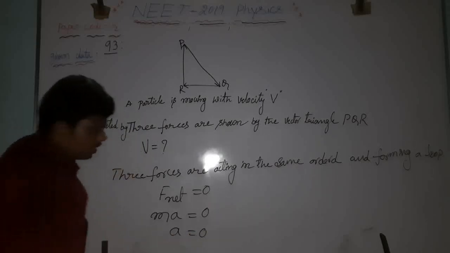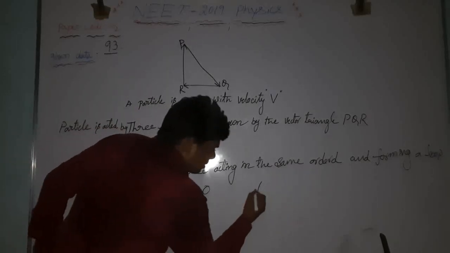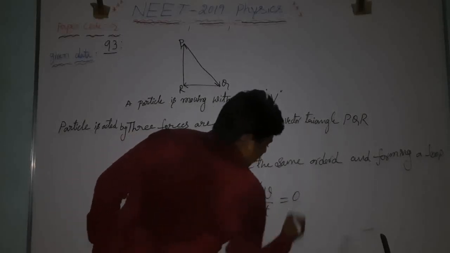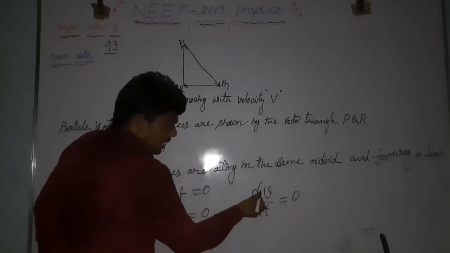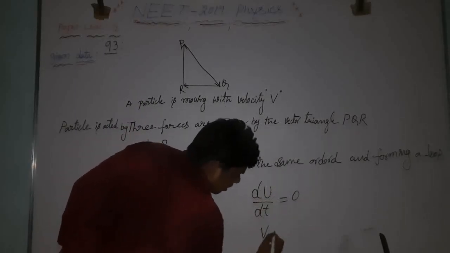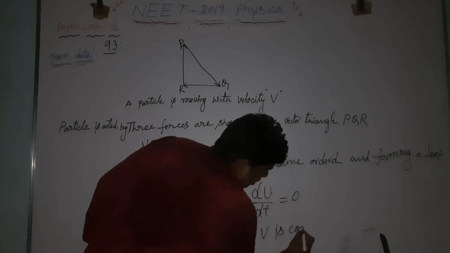A is nothing but acceleration, that can be written as rate of change of velocity, dv by dt. dv by dt is equals to 0. When the dv by dt is equals to 0, v is nothing but constant.